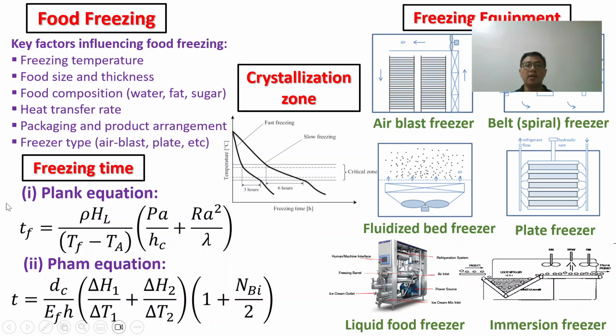Because it will determine our critical zone. To know that, we can predict the freezing time by using the Plank equation or Pham equation. These two equations are important for us to predict the freezing time. The two equations are slightly different. The Pham equation has the enthalpy value and delta T value, which is said to be more accurate, and it needs a Biot number.